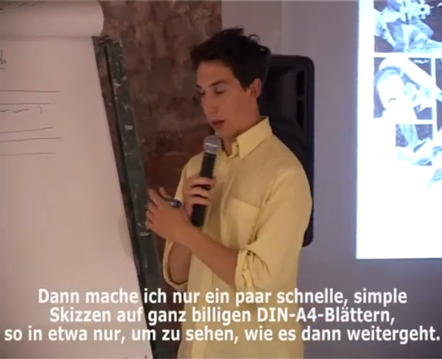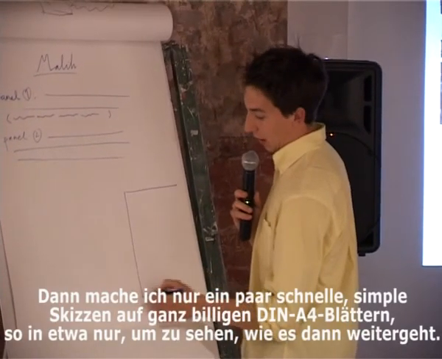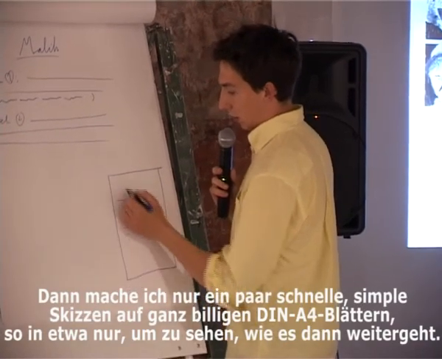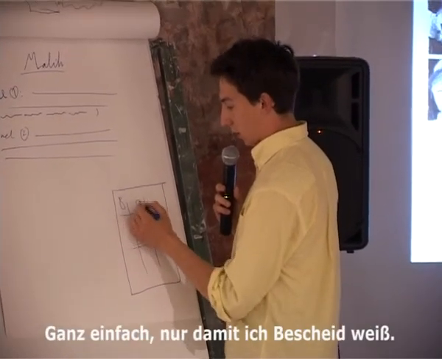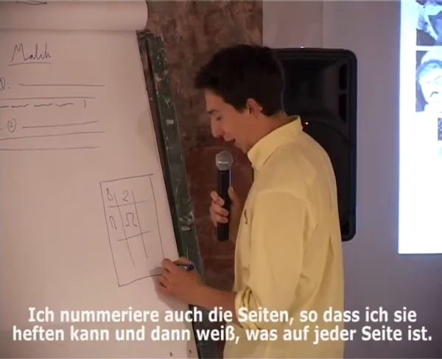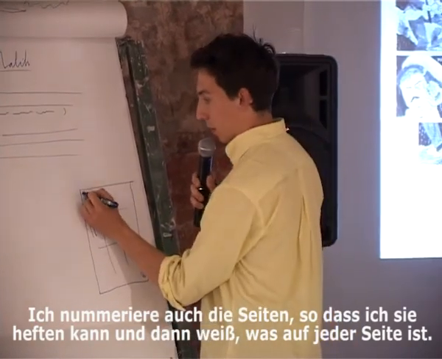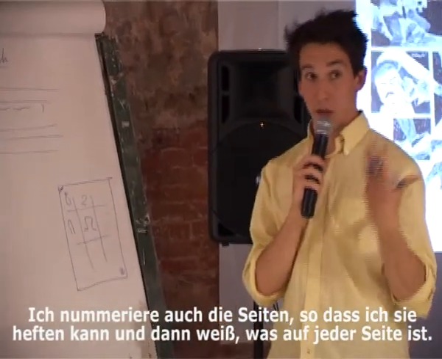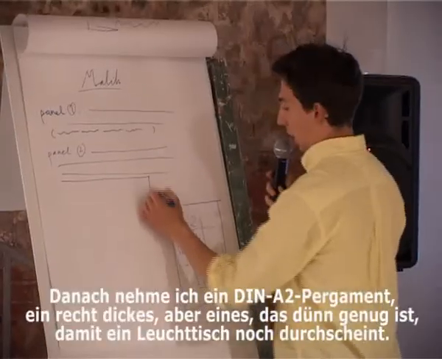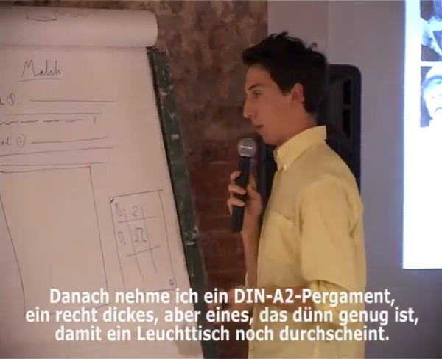And then I will just do very quick thumbnails. So I'll get A4 really cheap copy paper, and I'll just do it like this, just so I know where everything goes. Honestly, this simple, just so I know. And I'll put page numbers as well, so I can staple them, and then I know what is on each page. And then after I've done that, I will take a page of A2 cartridge, quite thick cartridge, but thin enough so a light box can shine through.